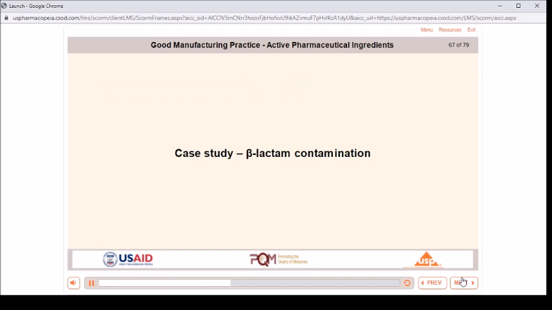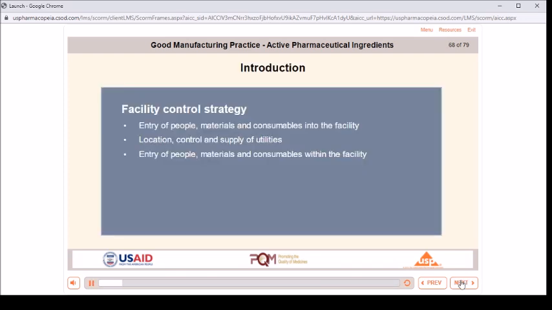Case Study: Beta-lactam contamination. This case study provides an example of the importance of evaluating environmental risks when determining the overall facility control strategy.